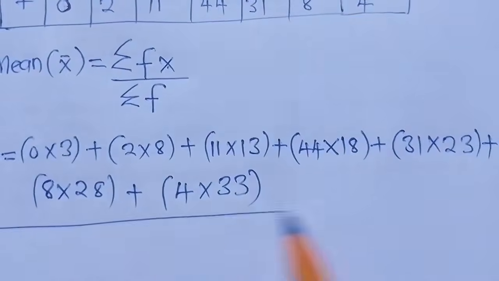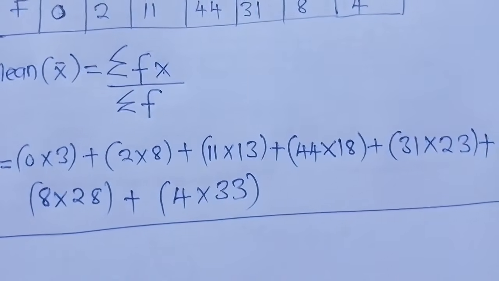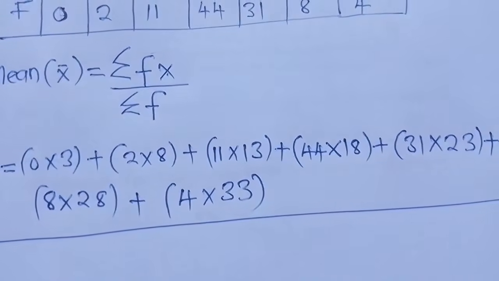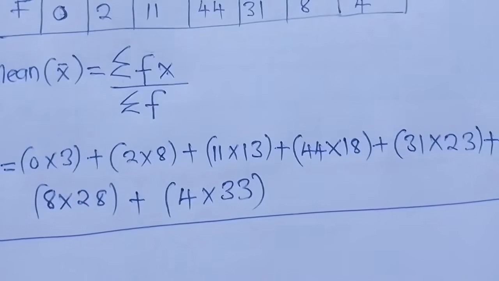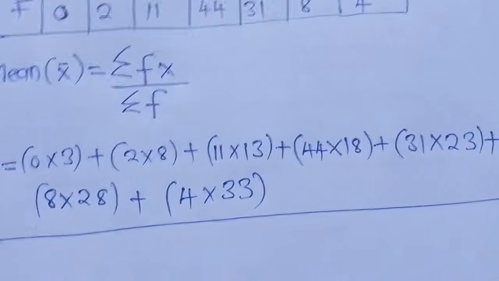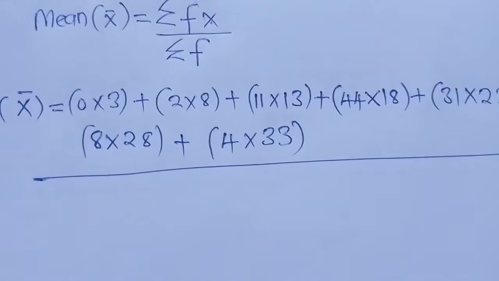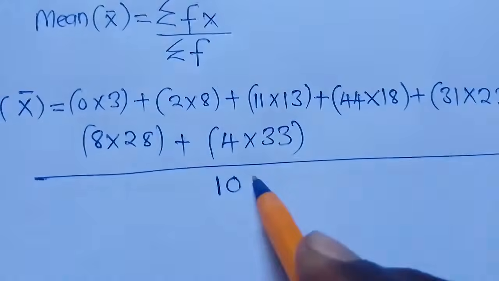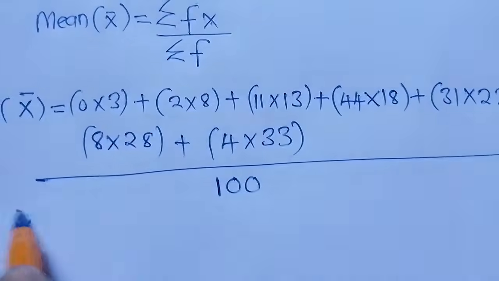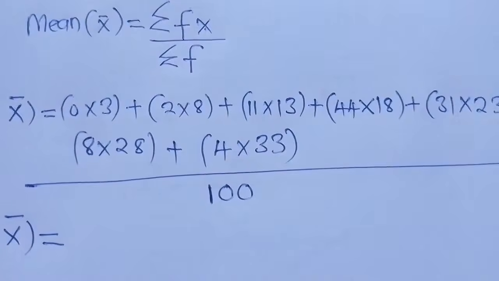Then everything you say over, you add what is down. So you add what is down there. You say 0 plus 2 plus 11 plus 44 plus 31 plus 8 plus 4. What value is there? 100. So you put your 100 there. So you say 100 over 100, which is, you say mean now is equal to what? What is your mean?